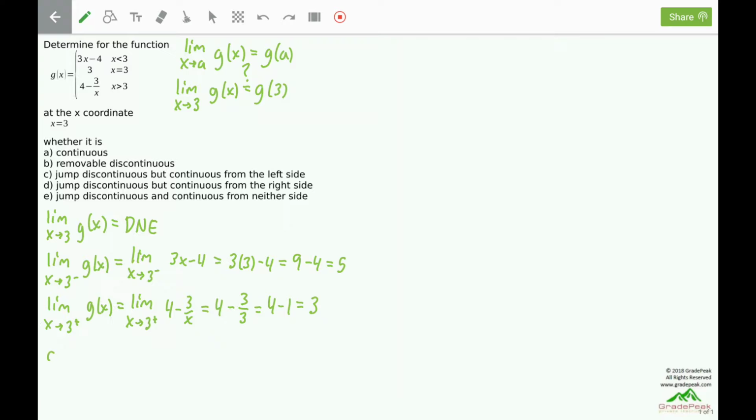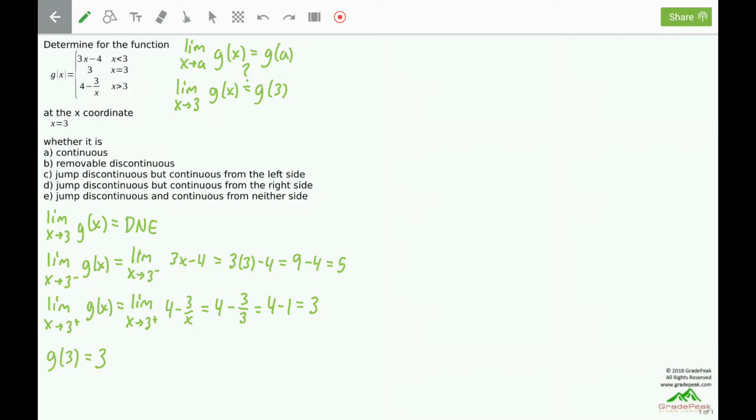The next thing to determine is g of 3. G of 3, x is equal to 3. We're going to look at the split expression function when x is able to equal 3, and that's here. And according to that, g of x will be a 3, and therefore g of 3 will be a 3.